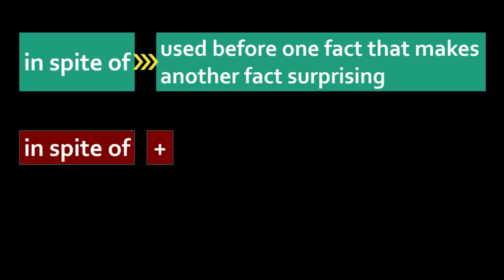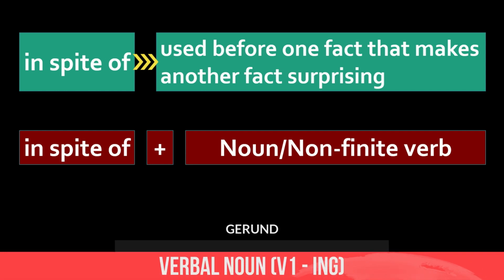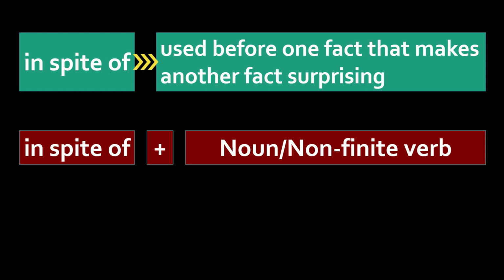Now, in spite of plus a noun or a non-finite verb. Non-finite verb. Usually, we use gerund. Gerund is verb 1 plus ing used as a noun. Gerund can be a noun, that's also called a verbal noun. A verb acting as a noun, verbal noun. Gerund is V1 plus ing. So that is what we are talking about here when we say non-finite verb. Okay, we can use a noun or a noun phrase or a non-finite verb, especially gerund. Okay, that is the structure and we write the next clause after this.